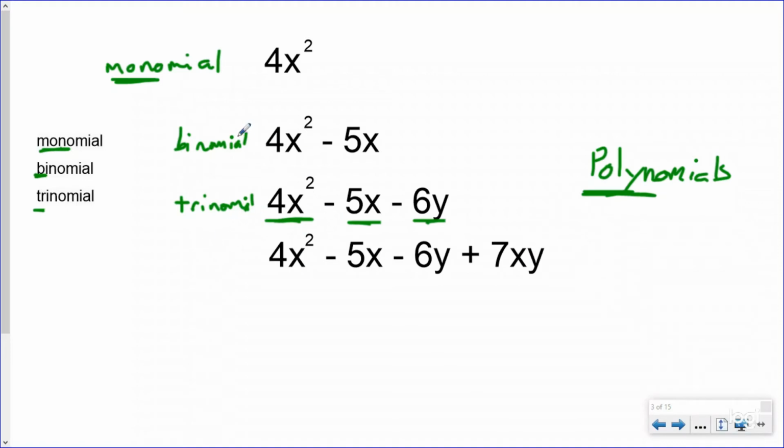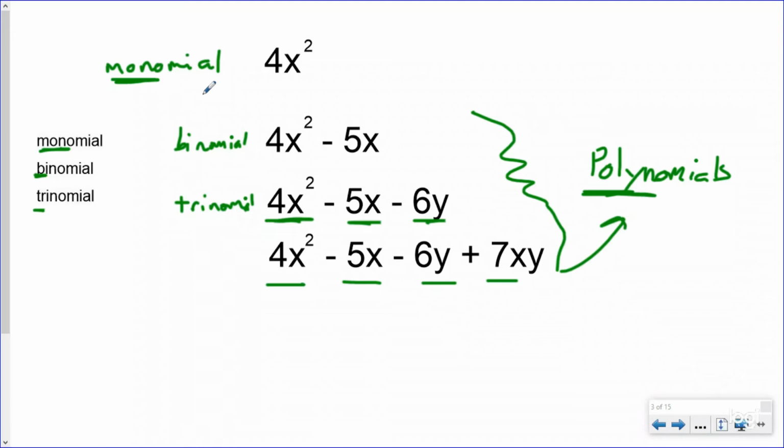After trinomial, typically we just call anything with 4 or more a polynomial, okay? So the 2 you'd have to know is binomial and trinomial. Those are both polynomials, okay? Let me draw a little bracket. I don't draw brackets too well. They look like butts, so I just kind of squiggly line them. And then the monomial is not a polynomial, right, because there's only one.